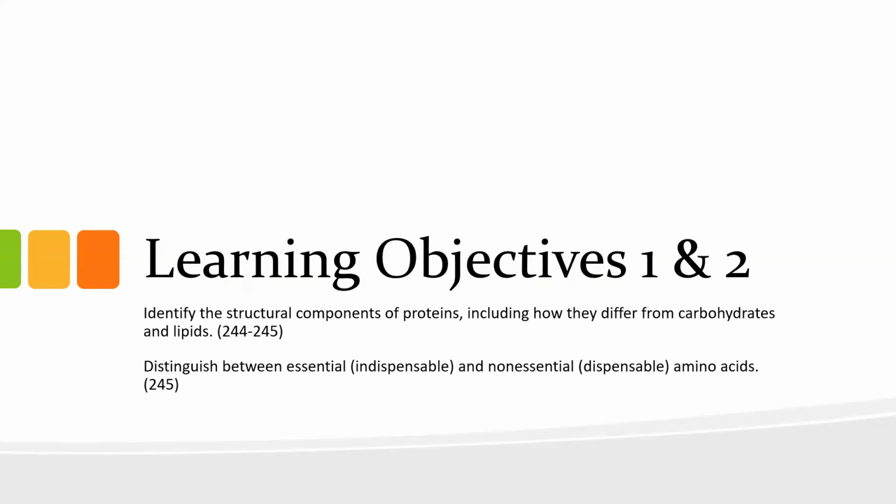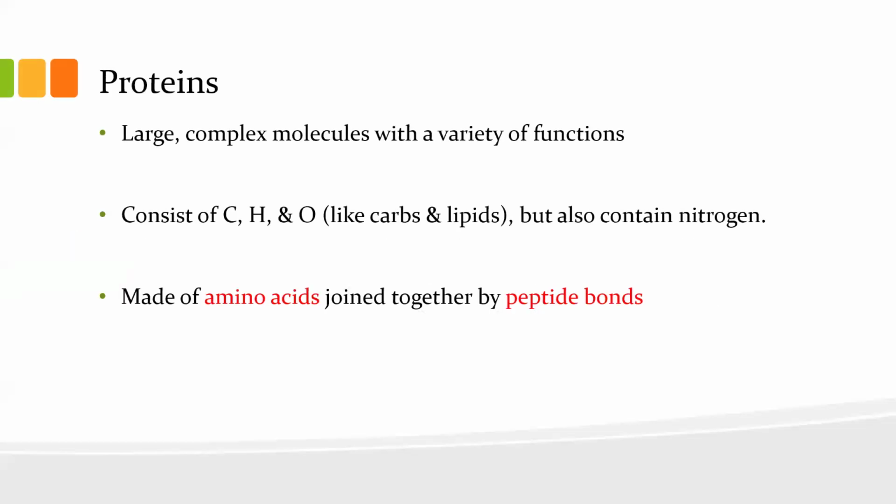So the first learning objective is to identify the structural components of proteins and distinguish between essential and non-essential amino acids. Proteins are large, complex molecules. They consist of carbon, hydrogen, oxygen, and nitrogen. And unlike carbohydrates and lipids, that is the main first distinction. They are also made up of building blocks called amino acids that are joined together by peptide bonds. So, again, when you look at proteins, they are macromolecules, and their subunits are called amino acids. Those amino acids are joined together by what we call peptide bonds.